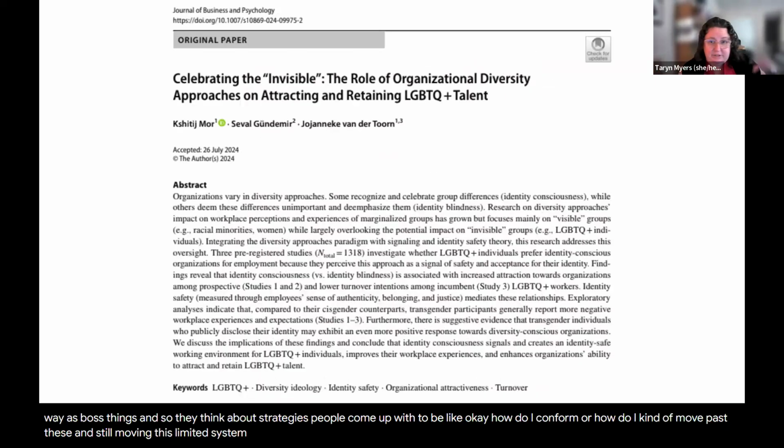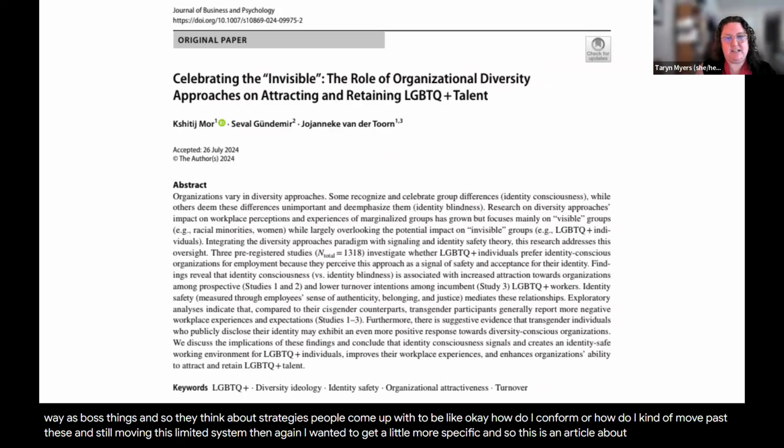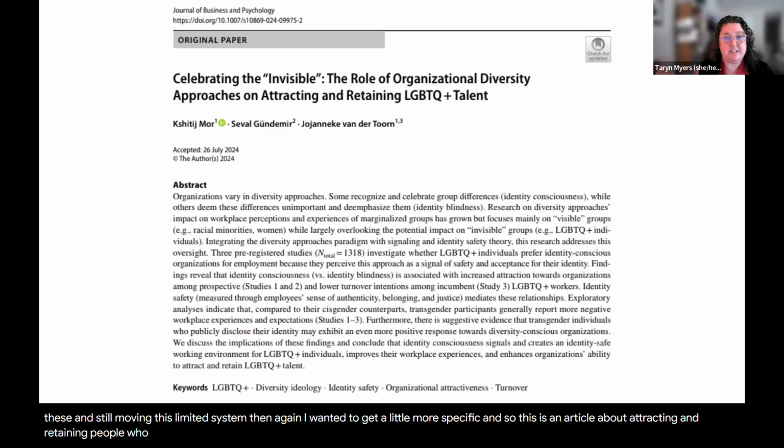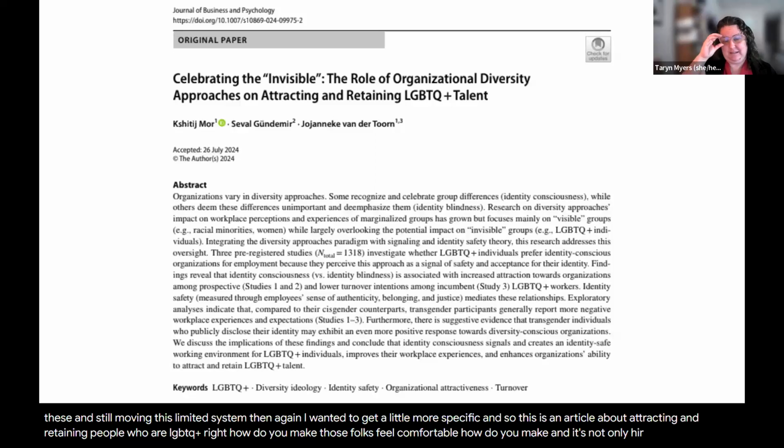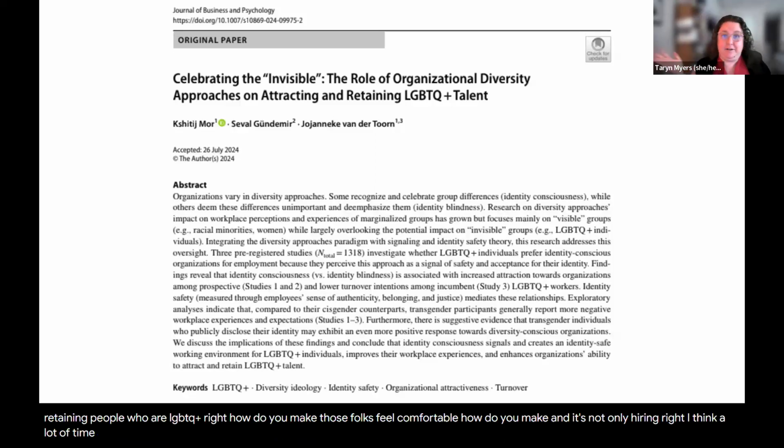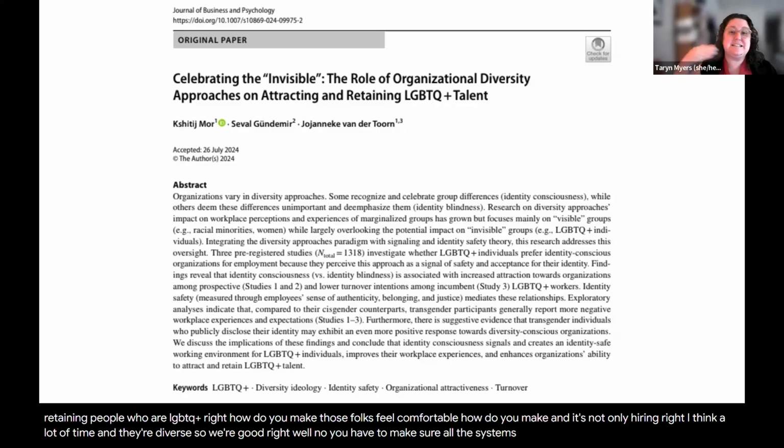Then again, I wanted to get a little more specific. And so this is an article about attracting and retaining people who are LGBTQ plus, right? How do you make those folks feel comfortable? How do you make, and it's not only hiring, right? I think a lot of times people are like, well, we hired and they're diverse, so we're good, right? Well, no, you have to make sure all the systems are in place to support those folks in different ways.